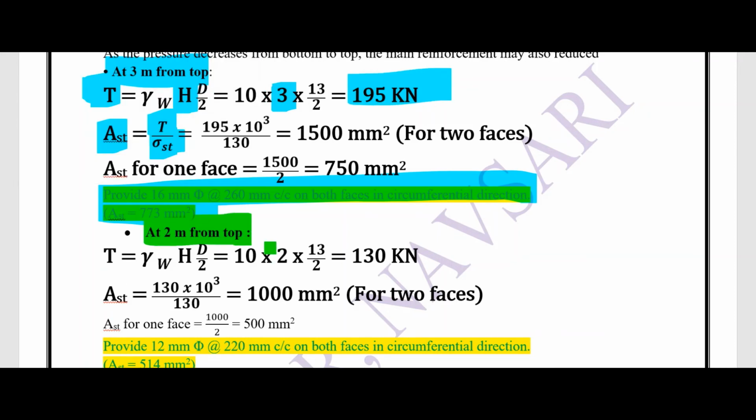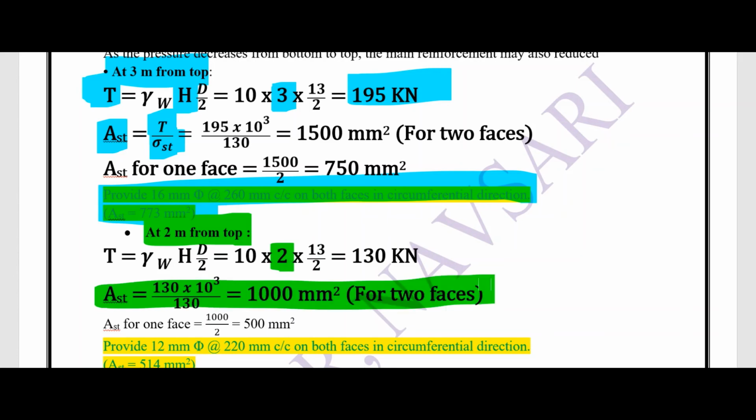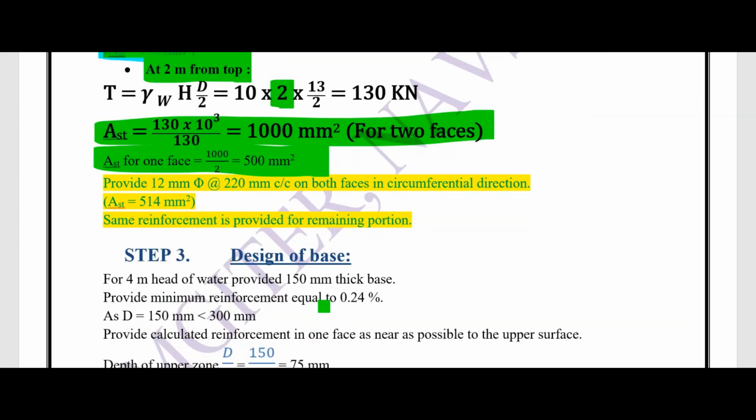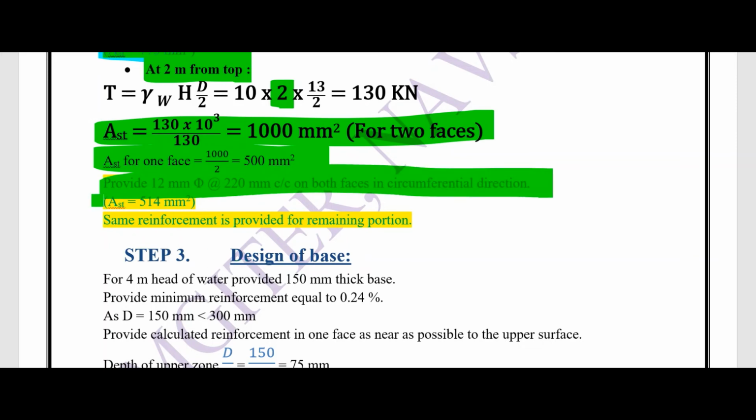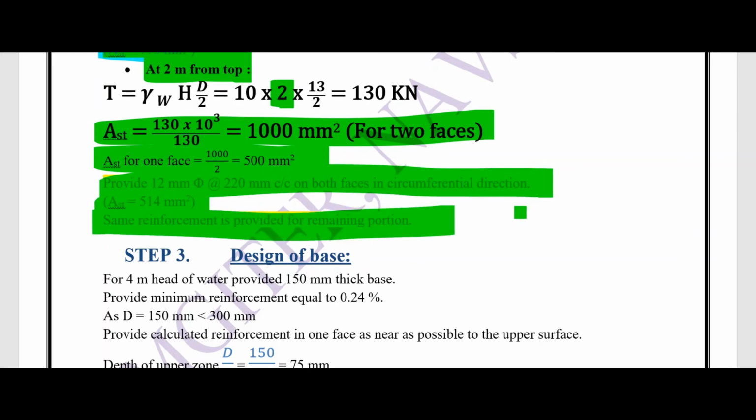So the height is 2 meter. AST is 1000, so the tension will change. With the same equation the AST will change. So provide 12 mm dia at 220 mm center to center on both faces, and the same reinforcement is provided in the remaining portion. Now we are going to calculate step 3, design of base.